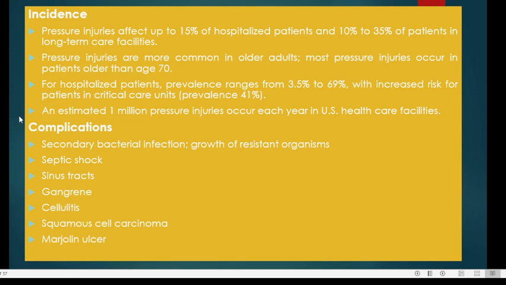Complications. We normally have secondary bacterial infection, and possible growth of resistant microorganisms. Septic shock can arise. We also have sinus tracts, gangrene, cellulitis, squamous cell carcinoma, and Marjolin ulcer.